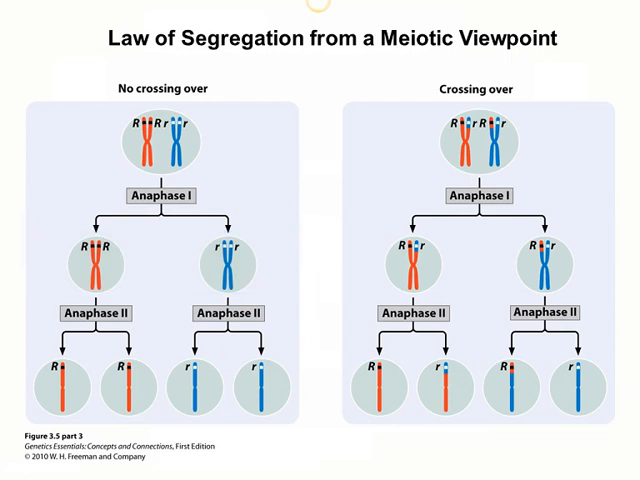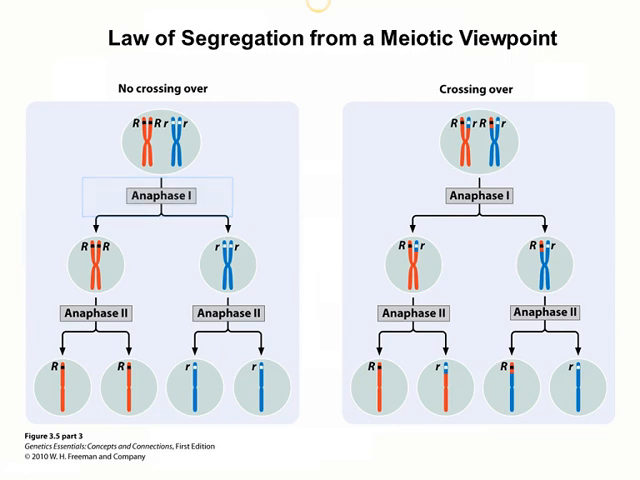So if you have a big R, little r cell, then by the end of meiosis 1, half would be big R and the other half would be little r. And then meiosis 2 just makes clones of that. So for the most part, we're talking about anaphase 1 being the key defining event of segregation.